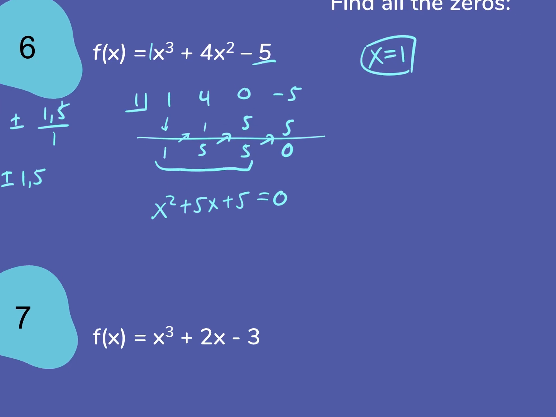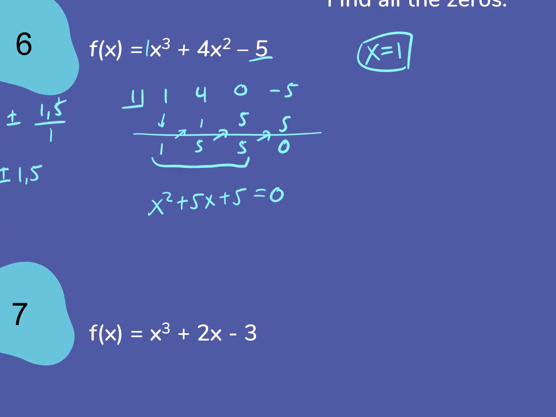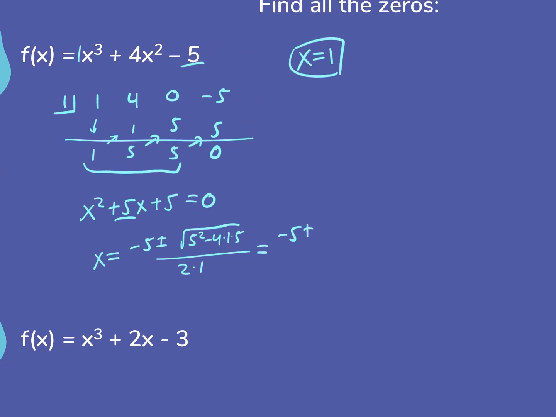Quadratic formula, or completing the square if you need to, right? Our b is odd, so I'm not going to use completing the square. I would probably just use quadratic formula. So I'm going to do x equals negative b plus minus the square root of b squared minus 4ac over 2a. All right, and then we simplify as much as we can. We get negative 5 plus minus the square root of 5 squared is 25. 4 times 1 times 5 is 20. 25 minus 20 is 5 over 2 times 1 is 2.